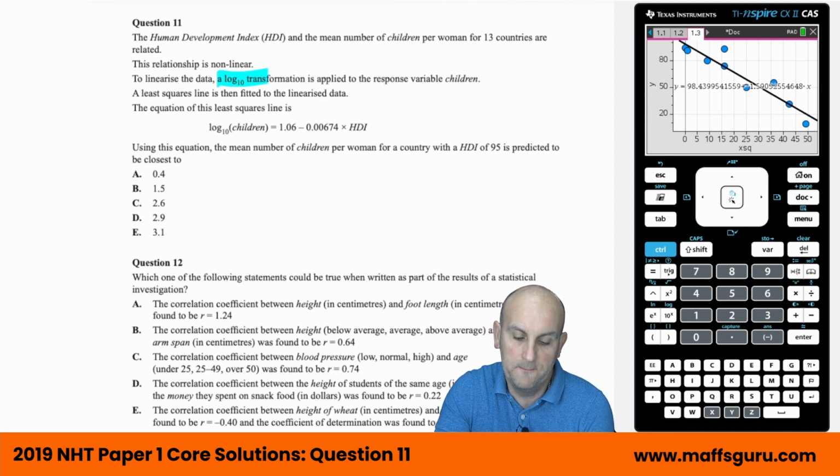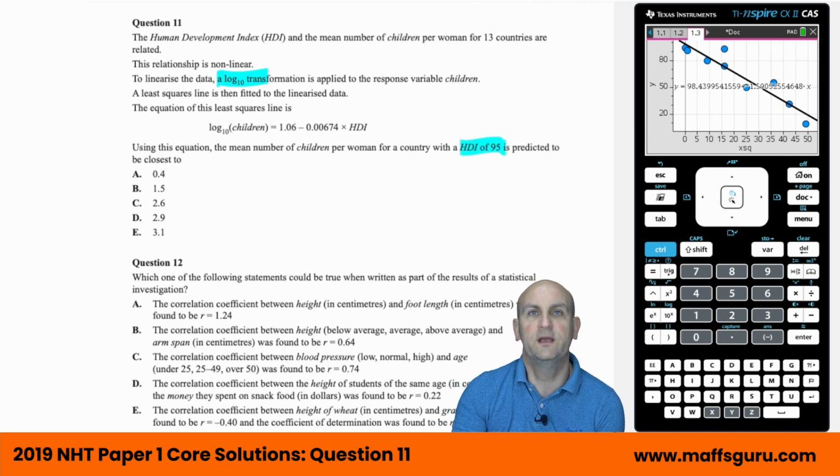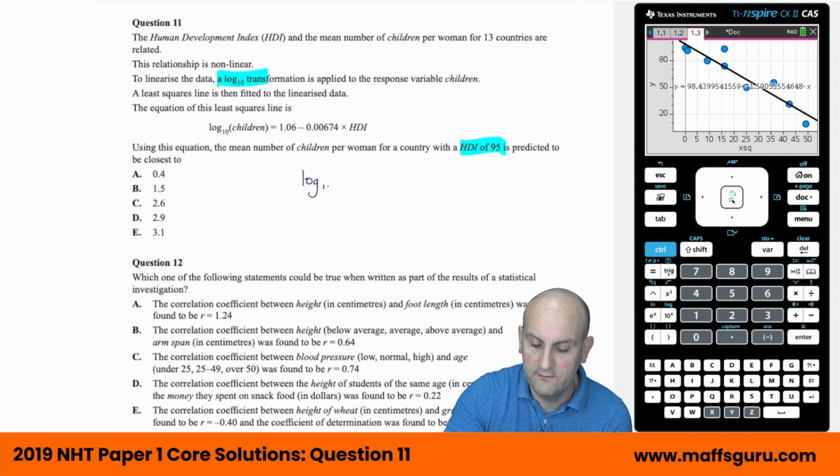Using this equation, the mean number of children per woman for a country with a HDI of 95. These are pretty standard questions. They want you to substitute and then undo the log 10. And you can use your calculator in two ways here. I'm going to do it by hand first. So I have log 10 of children is given 1.06 minus 0.00674 times the HDI, and they've given me a HDI of 95.